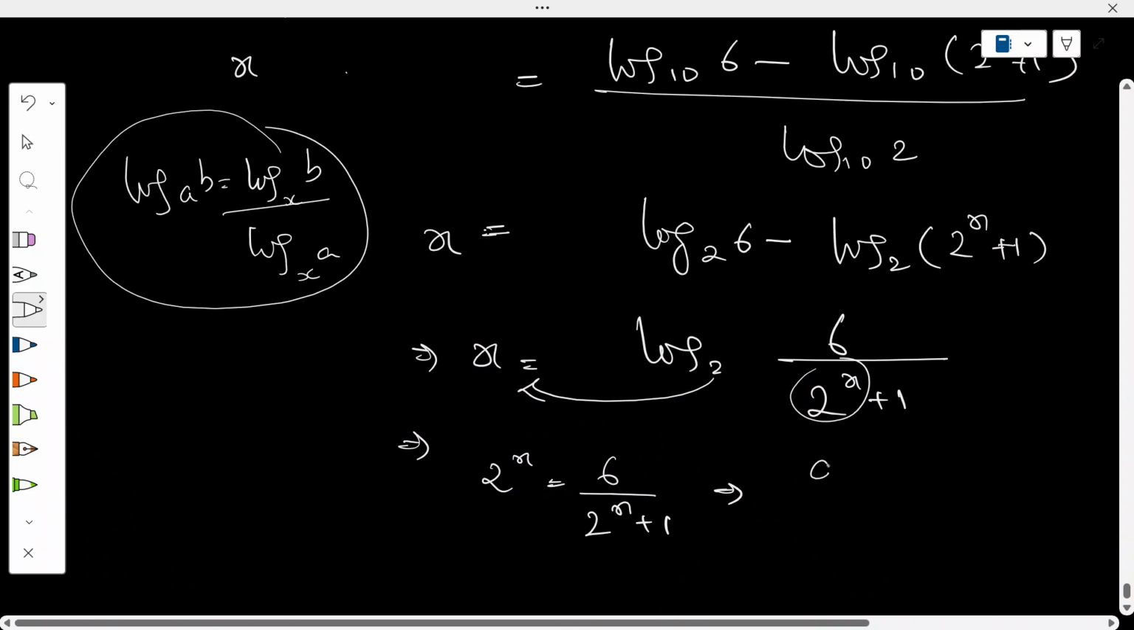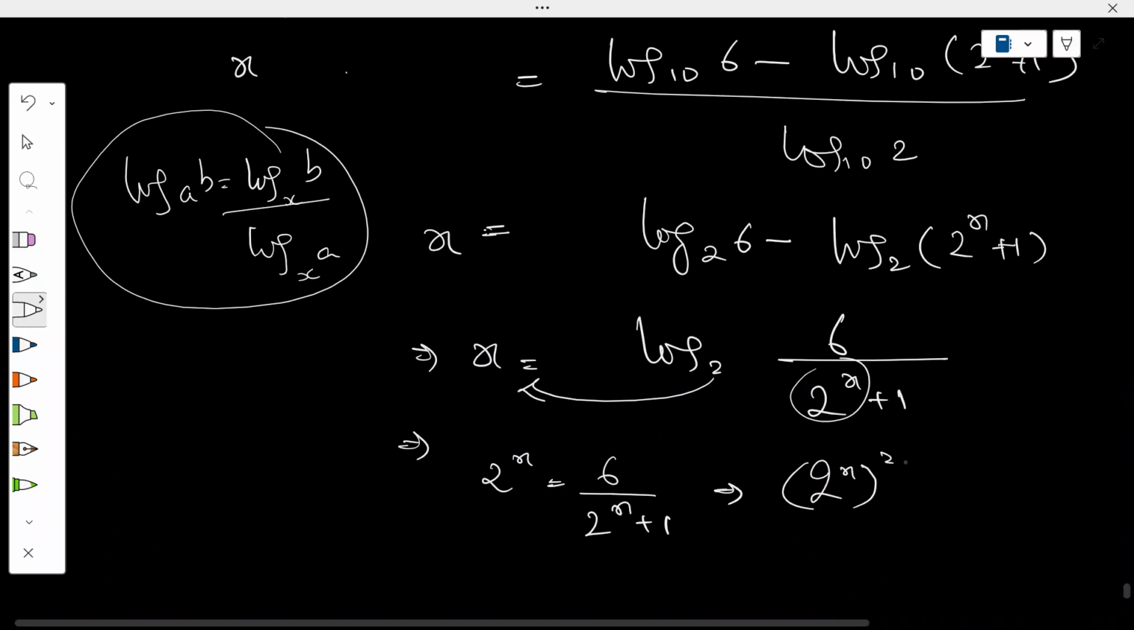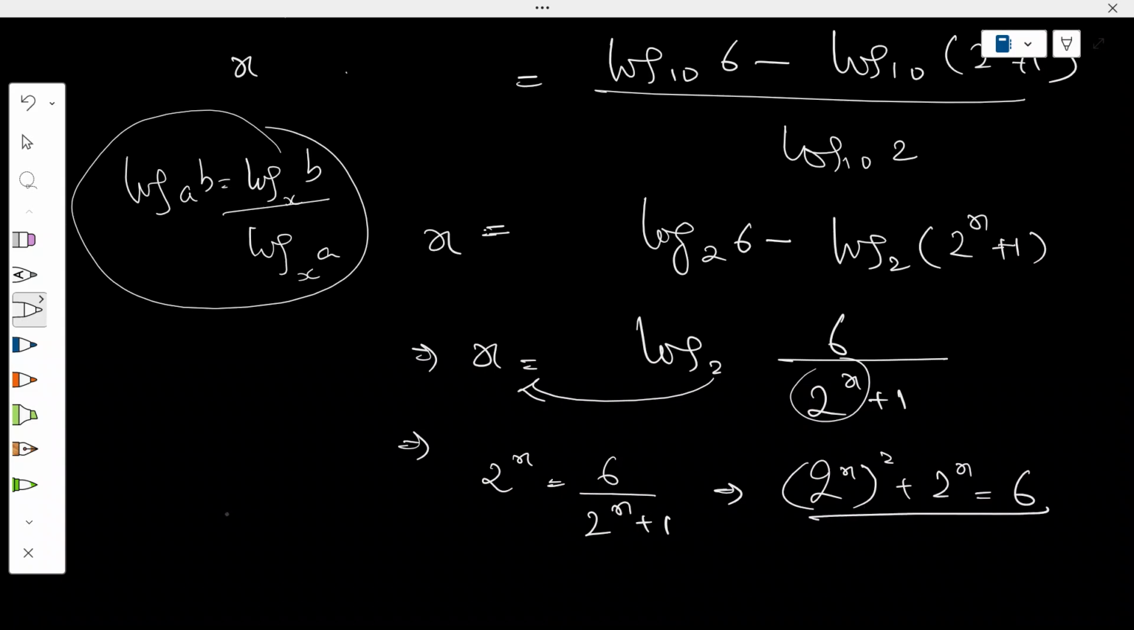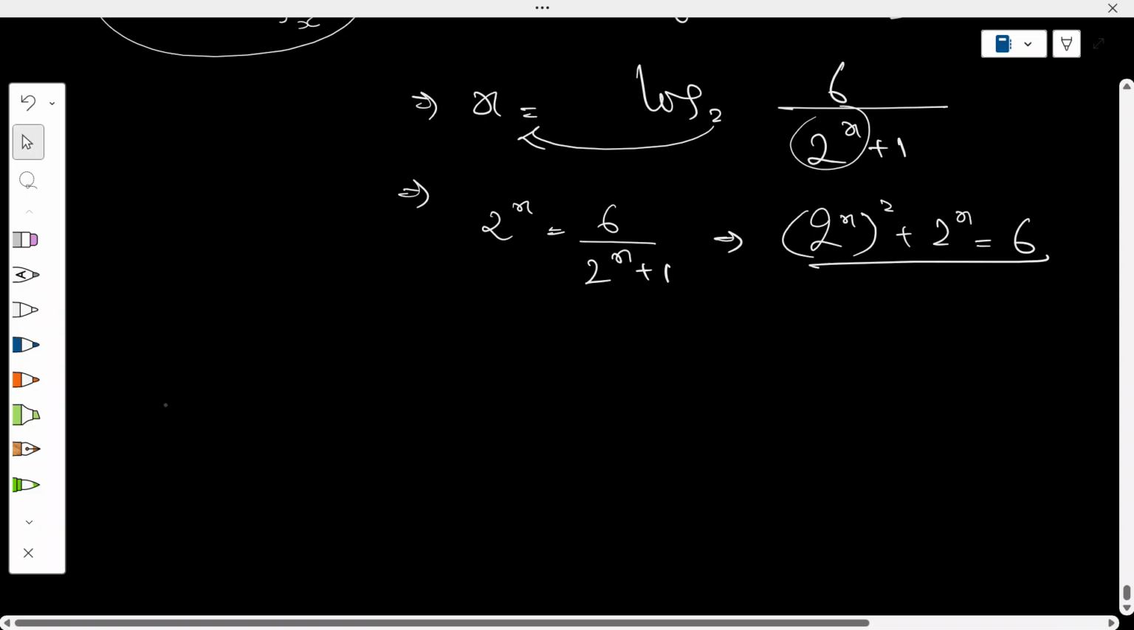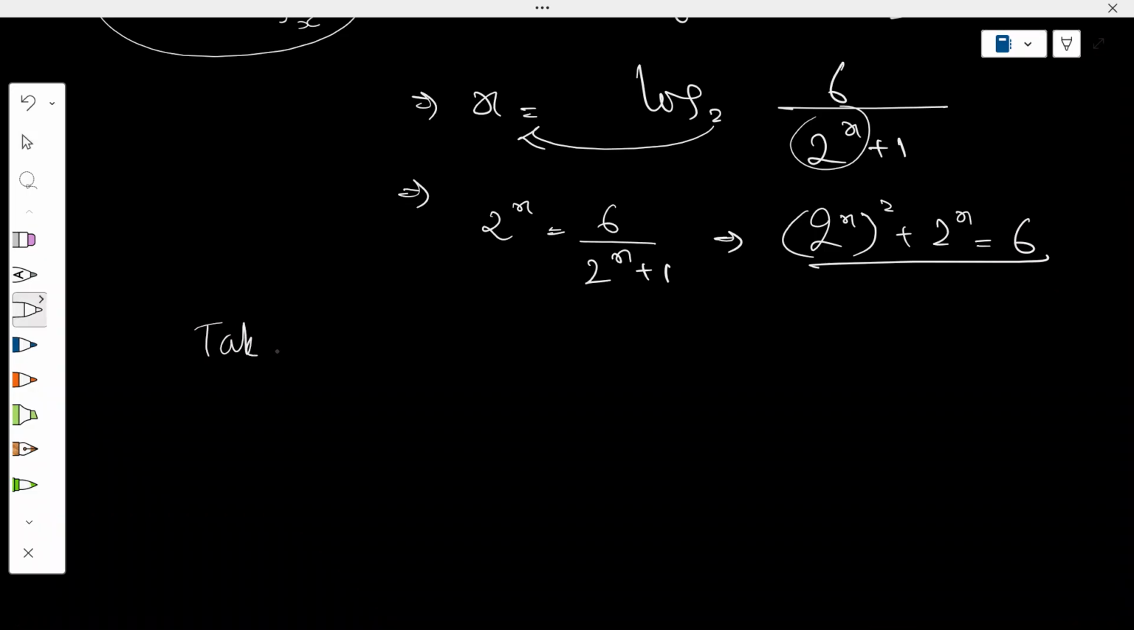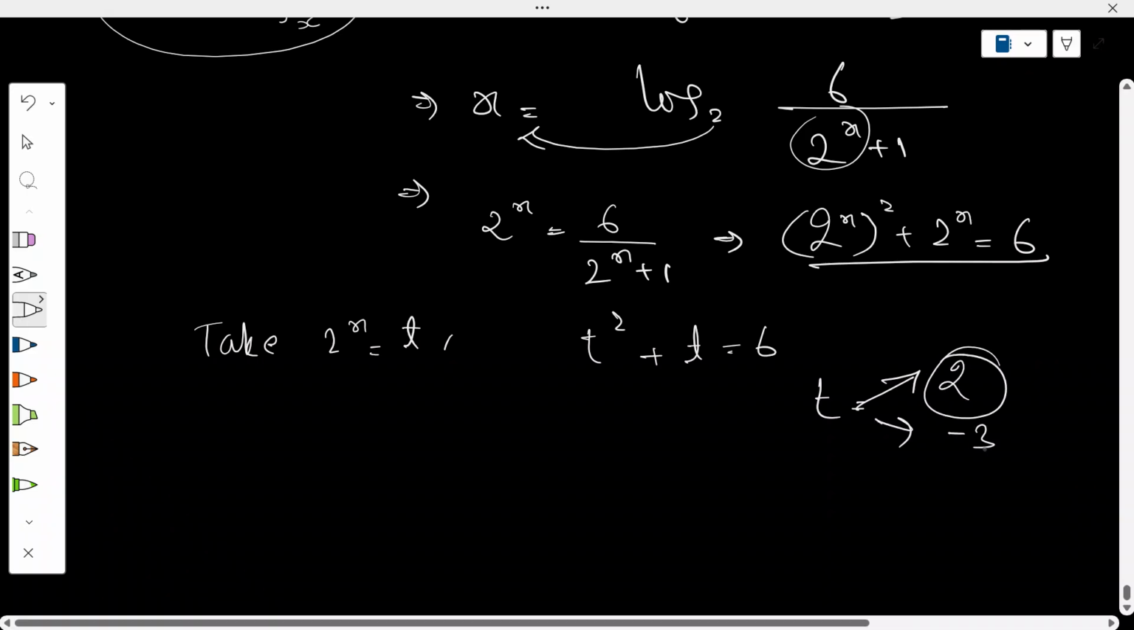We can take 2 to the power x whole square, write this as, and this basically means that we can try to take 2 to the power x as t. So t square plus t is 6. So there will be two solutions of this, and that will be t is equals to 2, t is equals to minus 3. Okay.